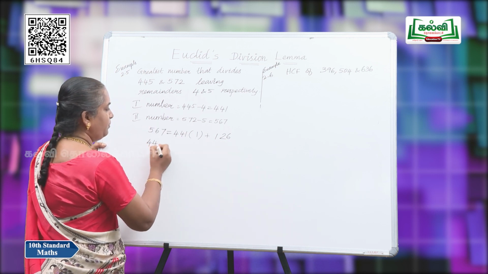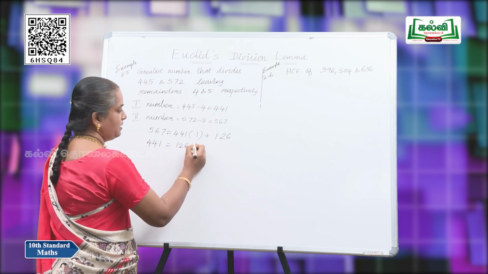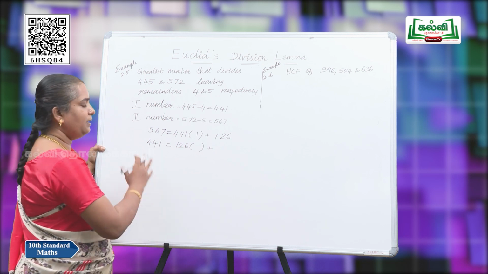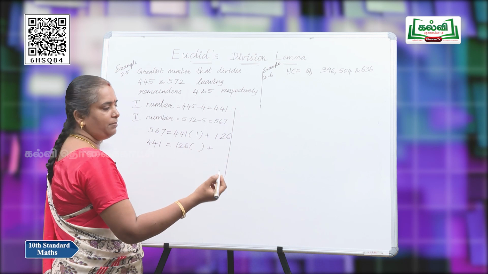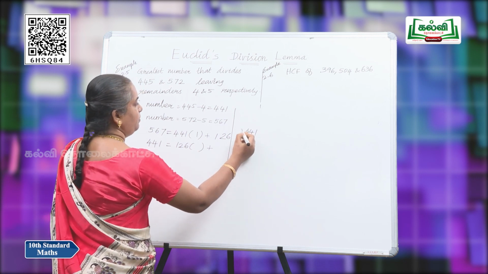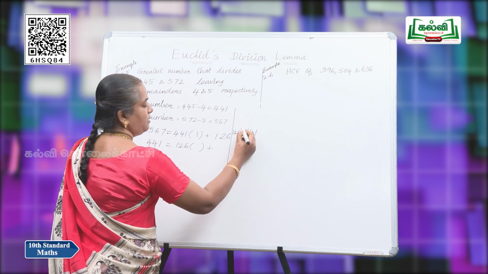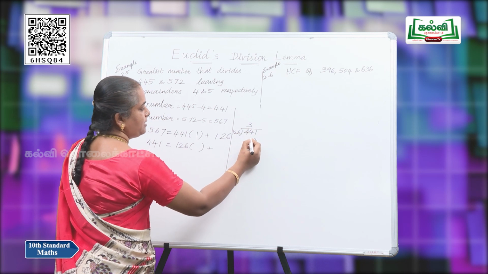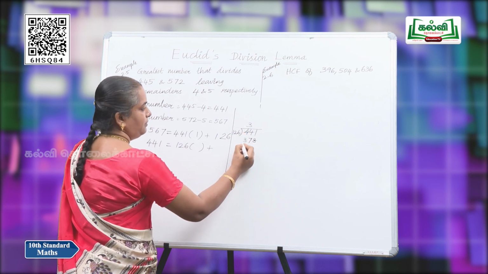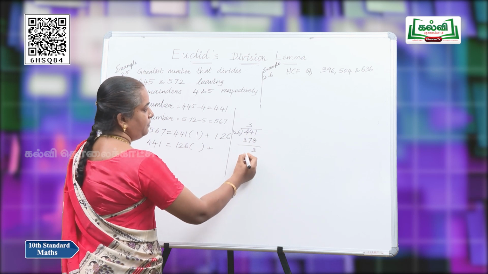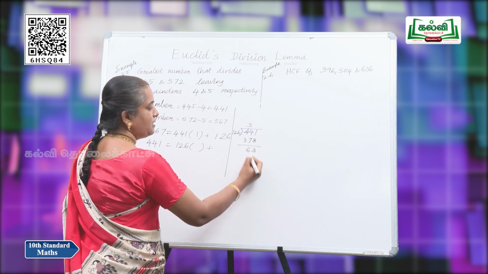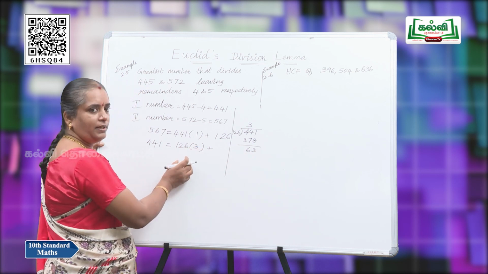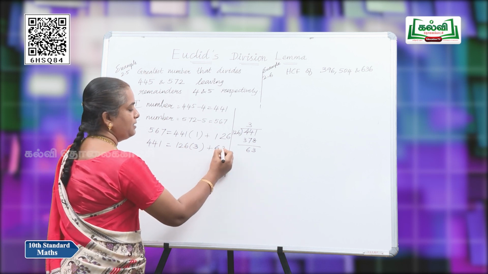So, 441 is equal to 126 into some quotient plus remainder. How do you find this quotient? Using long division. So, 441 should be divided by 126. So, that means it is 3 times. 3 6s are 18, 3 2s are 6 plus 1, 3 1s are 3. So, subtracting we get, 13 minus 7 is 6. So, remainder is 63 and quotient is 3. So, 126 into 3 plus the remainder 63.